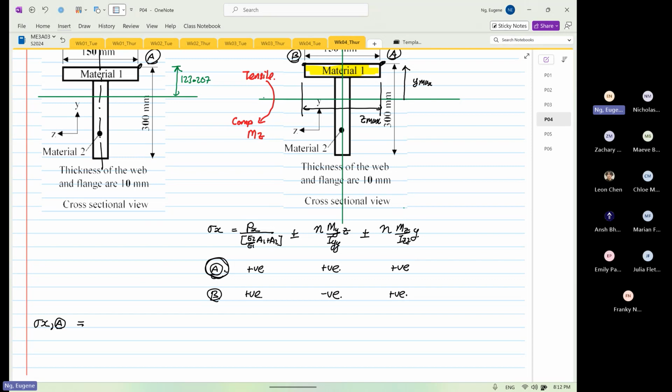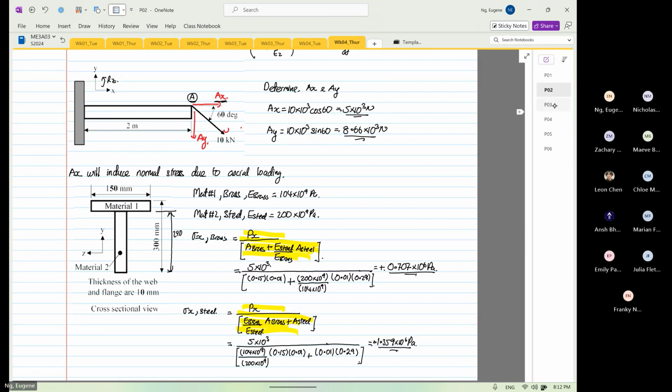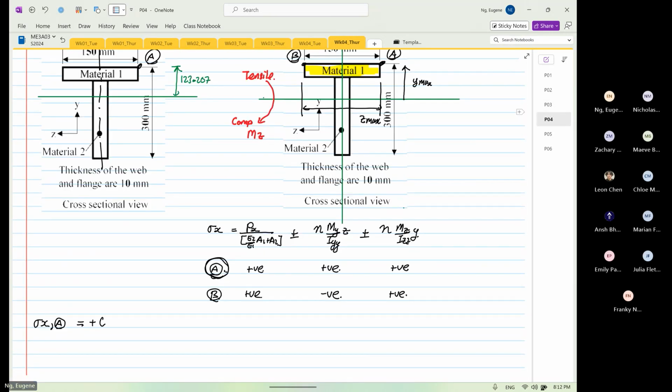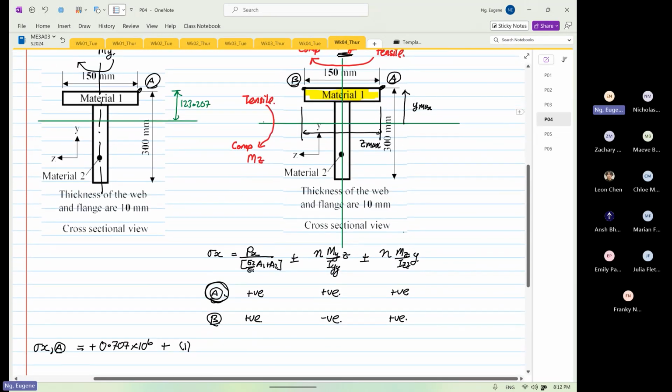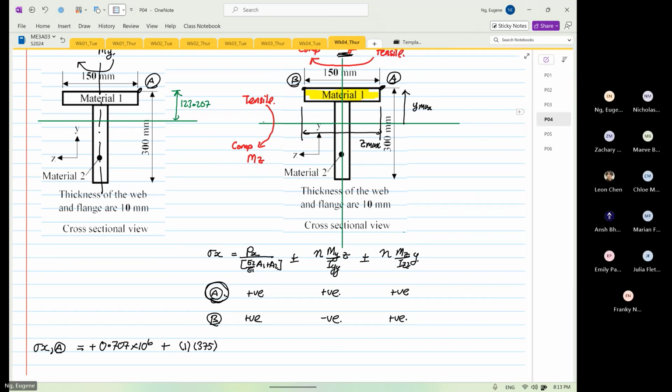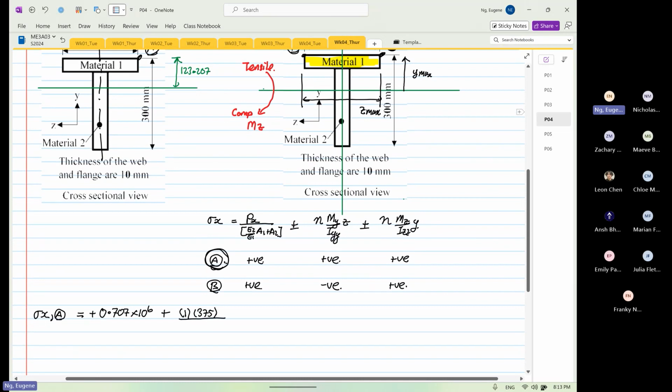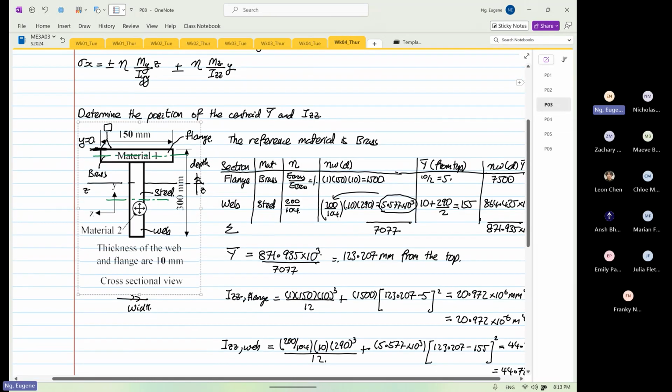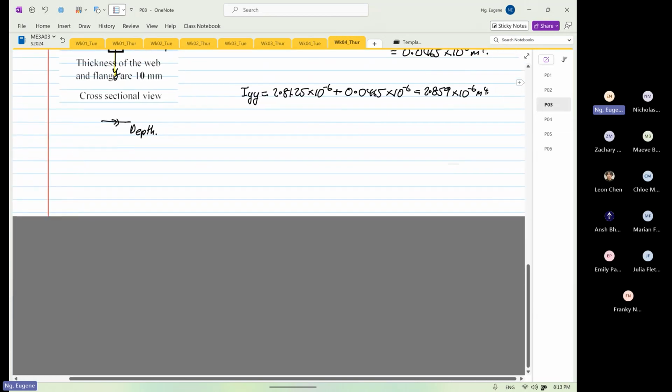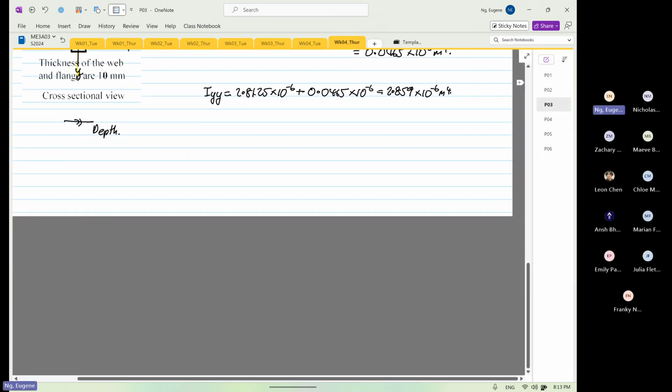which we focus on brass, right? So the axial load for brass is 0.707 times 10 to the power 6, positive, plus N is equal to 1 because the reference material is brass. My is 375, divided by Iyy. Our Iyy was what? We found our Iyy to be 2.859 times 10 to the power minus 6.